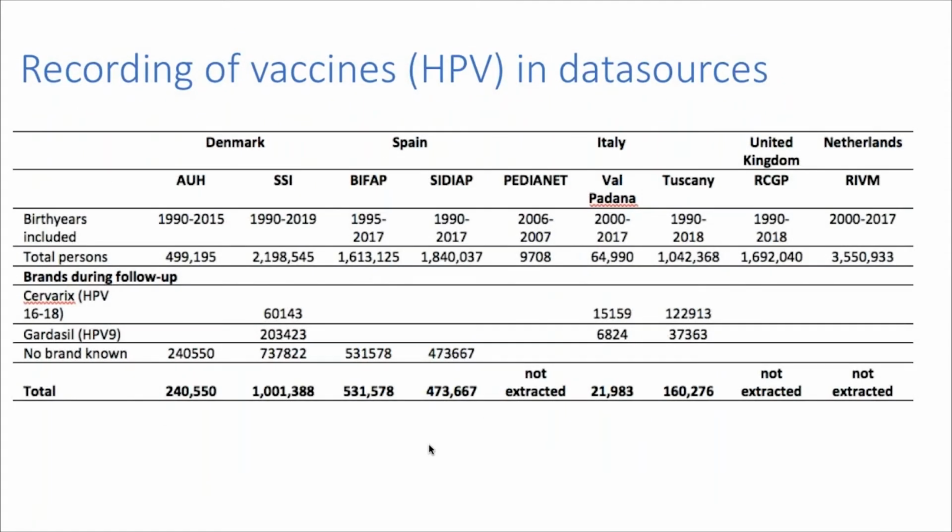And here you see an example of the type of vaccines that were being looked at in the HPV in different data sources. So here you see the countries, the type of the data sources that were being utilized, the birth years included, the total persons, and then the information on brands. So Cervarix and Gardasil are the two key brands. And you see in many data sources, there is no brand known, actually. So only in very few you can actually know what type of vaccine is being utilized.